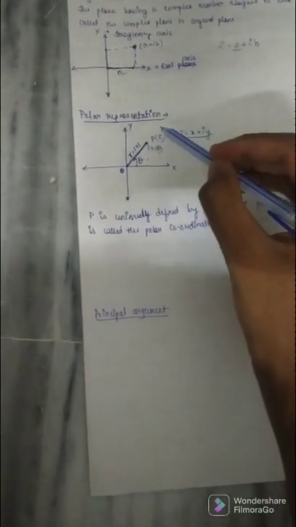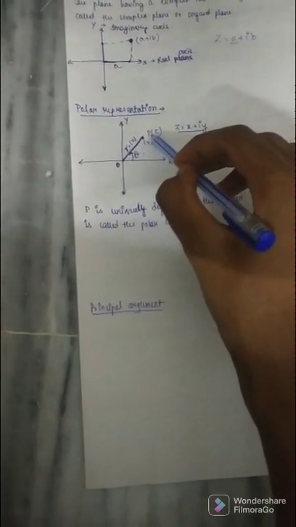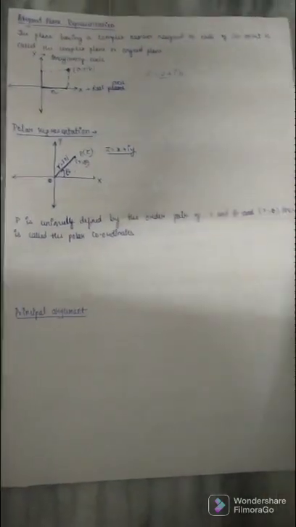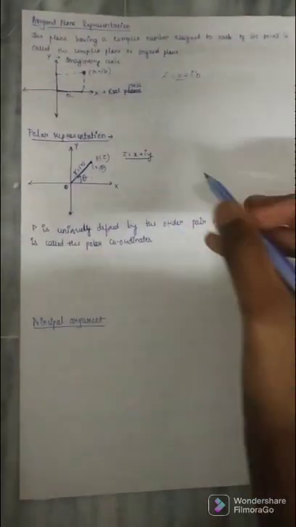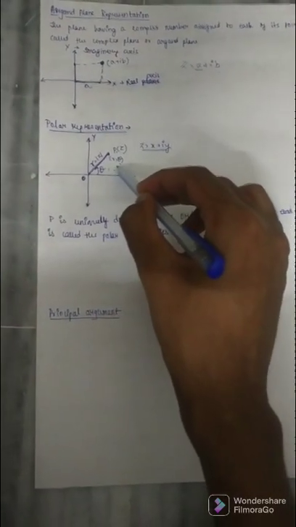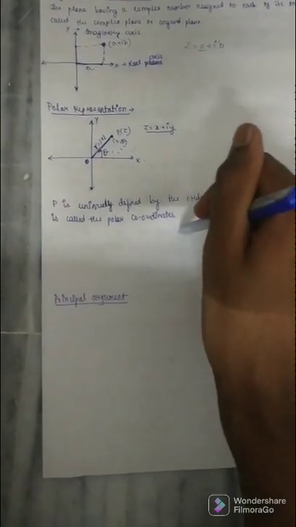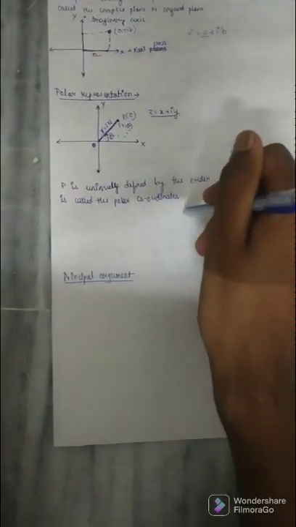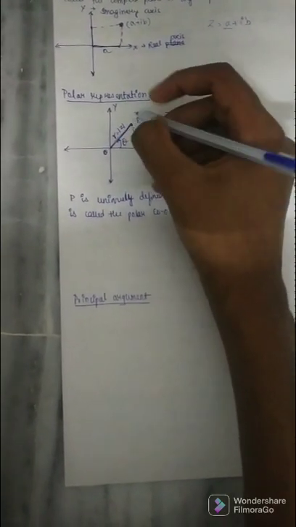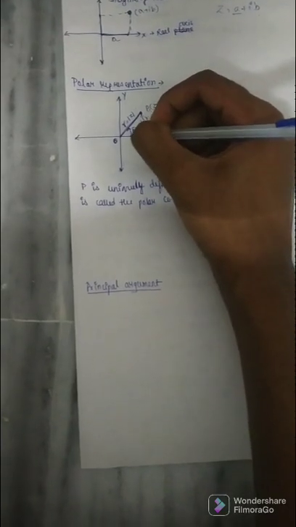So we can say that point P is uniquely defined by the ordered pair of r and theta, and these are called the polar coordinates of the complex number. Then let us join a perpendicular from this point to the real axis. So this is 90 degrees.